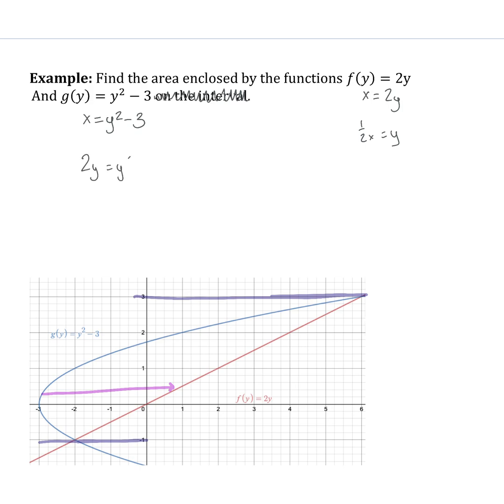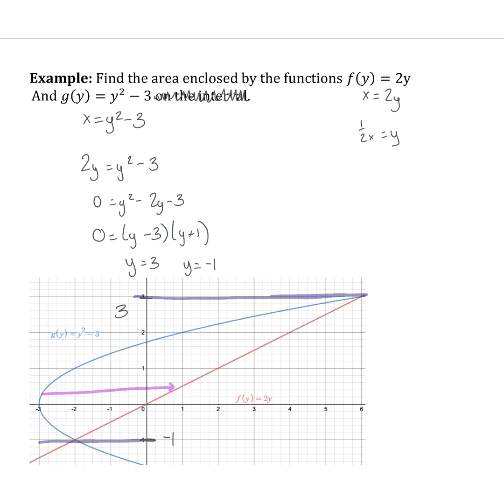We can find those values the same way that we have for other examples that we've done. We can take our two equations and set them equal to each other and solve. And we get something that factors, which we usually do. And so we get y equals 3 and y equals -1. That's exactly what we're seeing on our graph. There's -1 and there's 3. So those are our limits of integration.